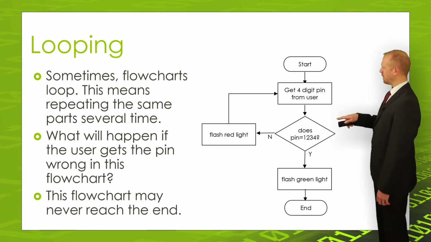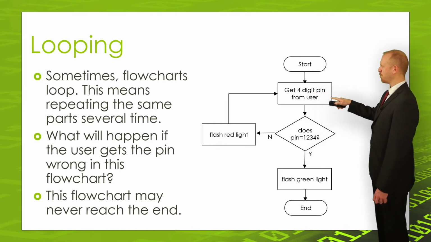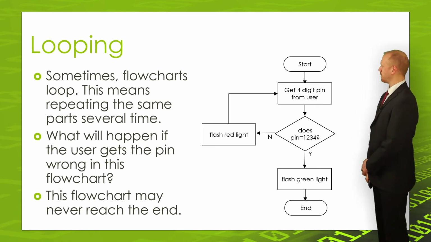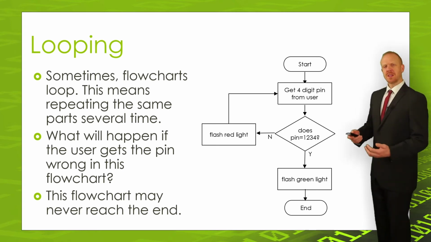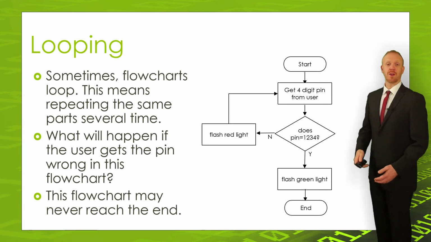What happens if they put the wrong PIN in? Well, if you look at this, you should notice that it follows along that line to flash a red light and then goes back up and rejoins earlier on in the flowchart. So it then asks for a 4-digit PIN again. So this flowchart may never end. If they never get the PIN right, it will stay going round that cycle over and over indefinitely.